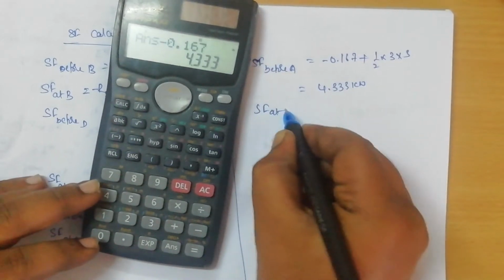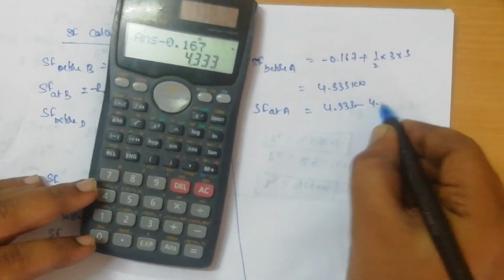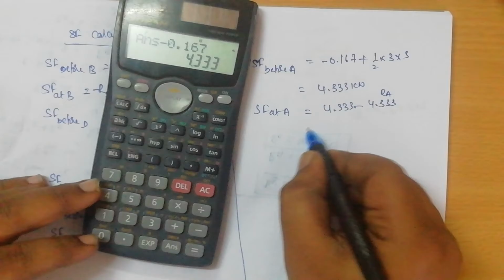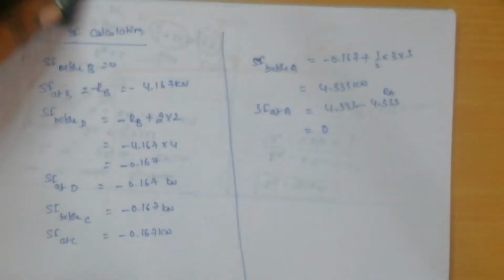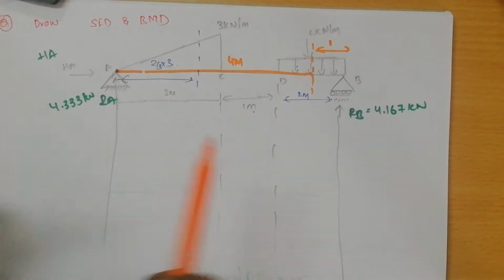Now shear force at A. So whatever value we have before A, that we have to rewrite as it is. Along with that, we are having a reaction at point A. That is the value we are considering, 4.33. It becomes 0. Now let us draw the shear force diagram.